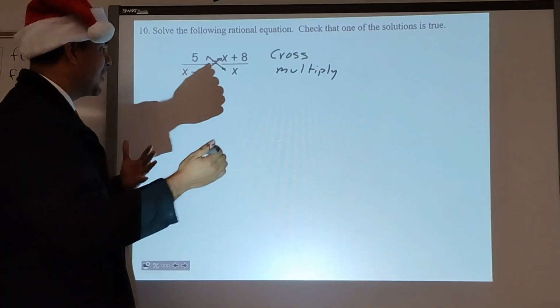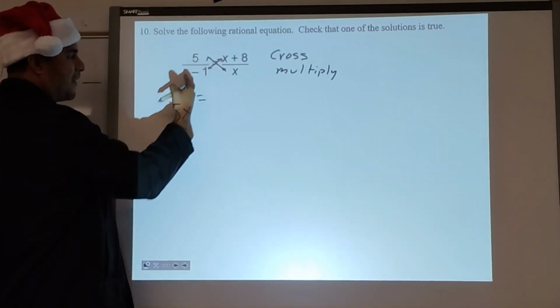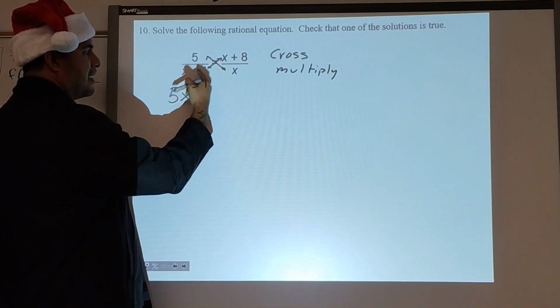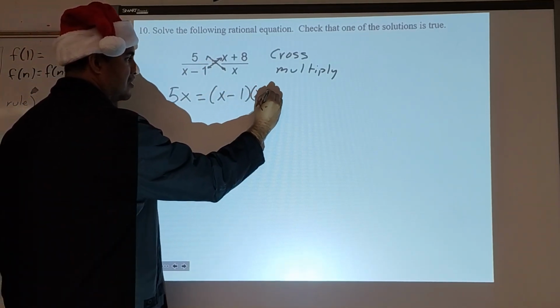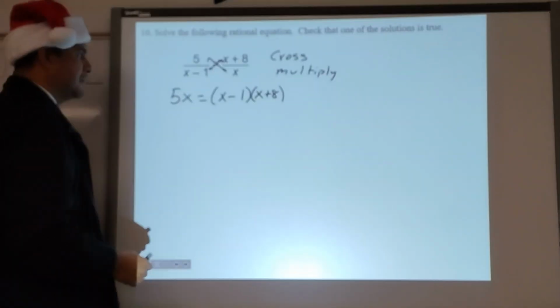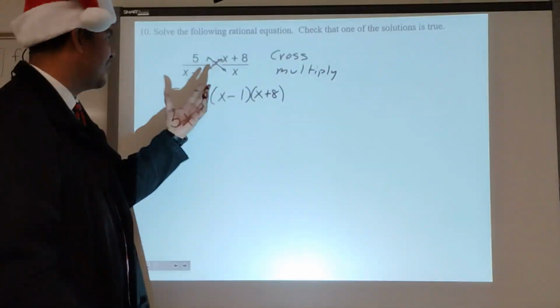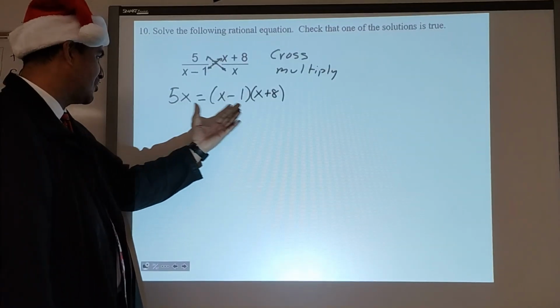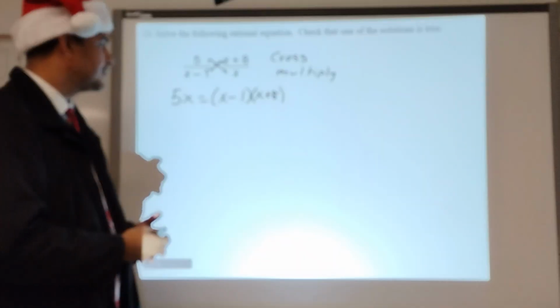In doing that, we're going to end up with an equation that is no longer rational. x times 5 is 5x, we write that there, and then x minus 1 times x plus 8, we're just going to leave it as x minus 1 times x plus 8. So this is a totally legal algebra step, and when you do it, your rational equation now becomes just a polynomial equation, as we have no more fractions on the left and right side.